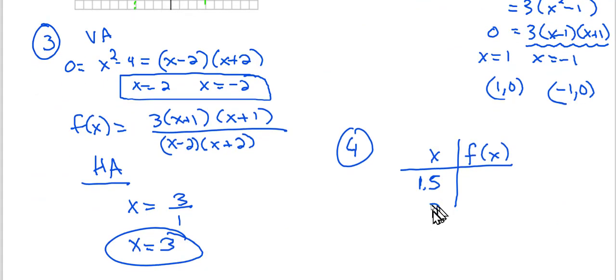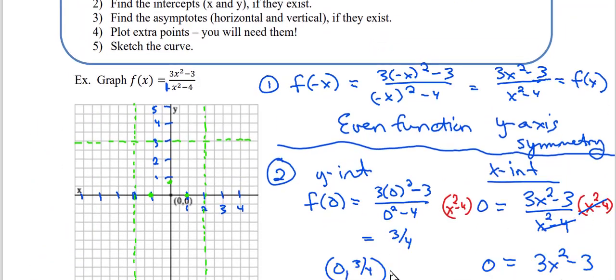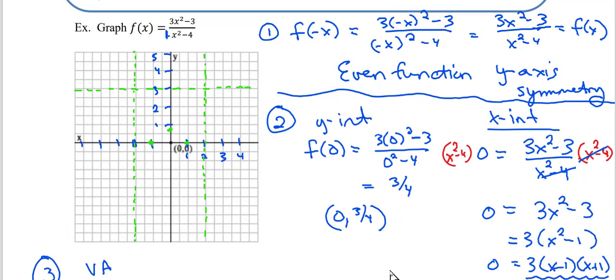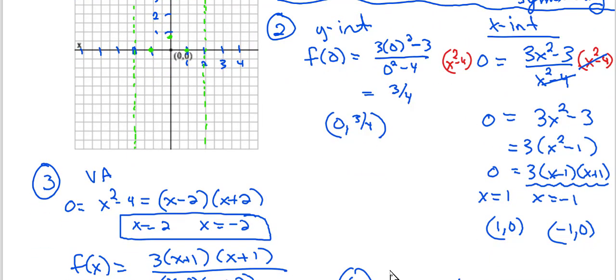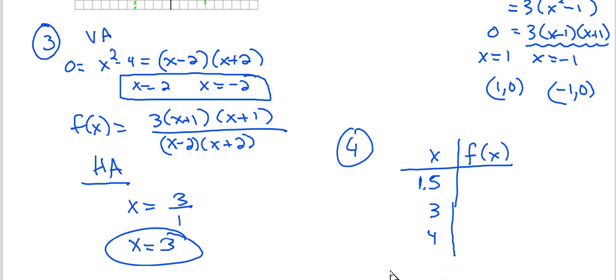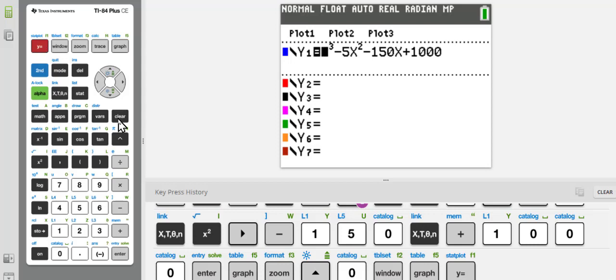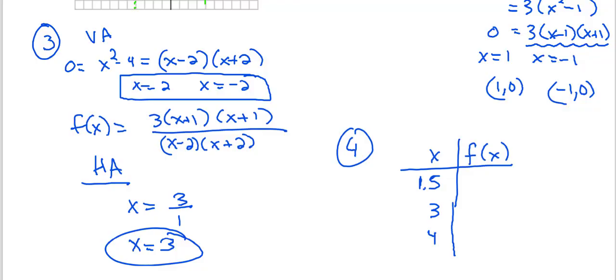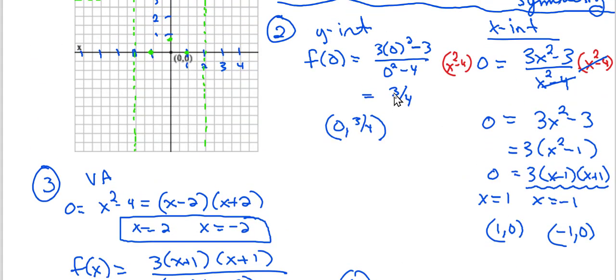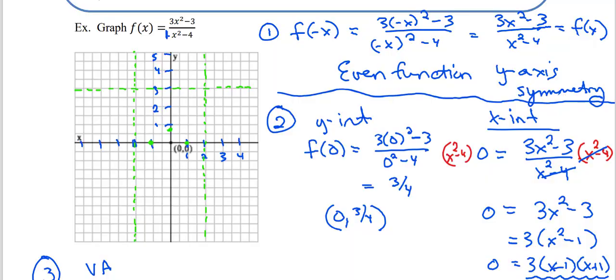And I also want to do some other points. So I'm going to do like 3 and 4 here. This could get a little complicated plugging these in. You can do it if you want. I'm going to use the table feature in my calculator, but you can certainly do this without that. Let's go to the y equals. I'm going to clear this out, and then put this function in parentheses for my numerator. What is my numerator? 3x squared minus 3, right? 3x squared minus 3, denominator x squared minus 4.